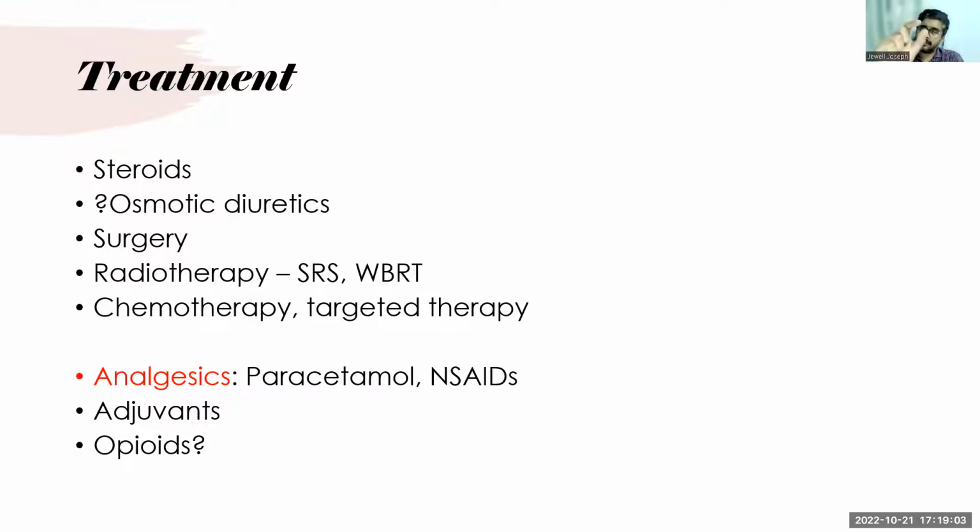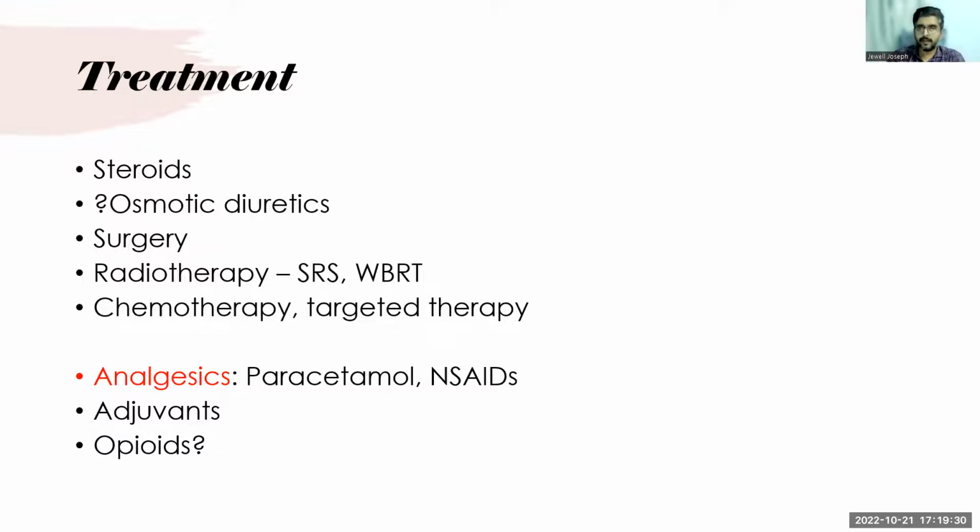When there is a very small number of mets, or a single met, then we can do a stereotactic radiosurgery, where we give a very concentrated, high dose of radiation to that particular lesion. Or if there are multiple mets, then we can give whole brain radiotherapy, where we irradiate the entire cranium with a comparatively smaller dose. Again, chemotherapy and targeted therapy are also options.